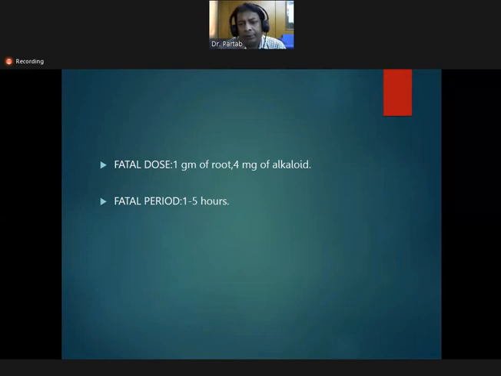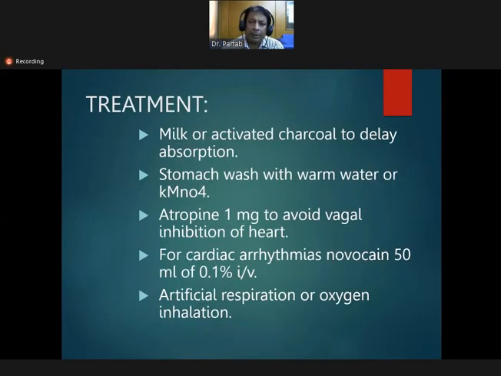If you want to save the life of the patient, take it out from the stomach through gastric lavage or make it inactive in the stomach. The treatment is milk or activated charcoal. The calcium of the milk makes it inactive, binding with the calcium, or use activated charcoal.